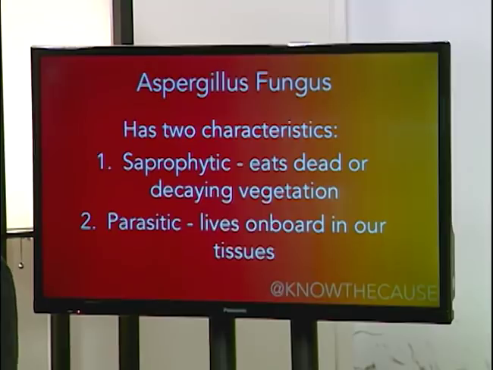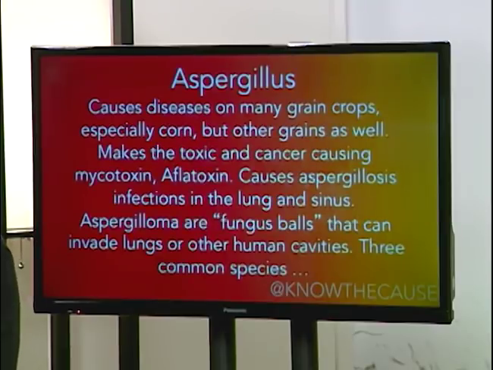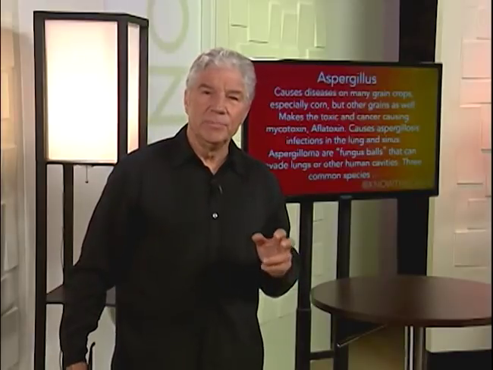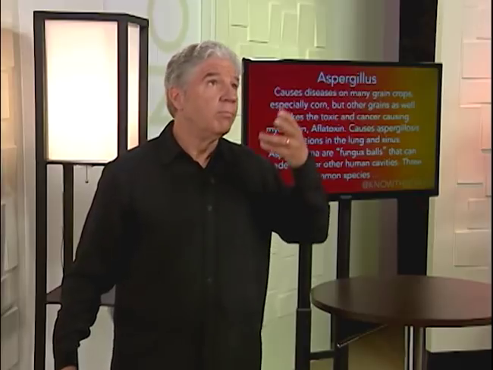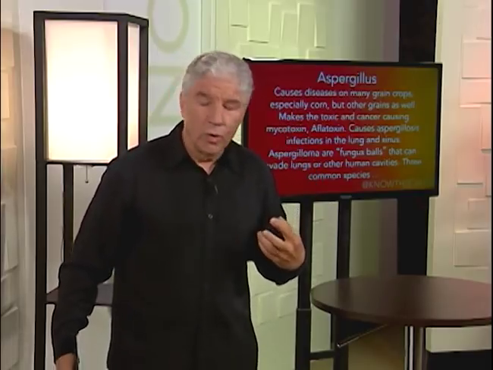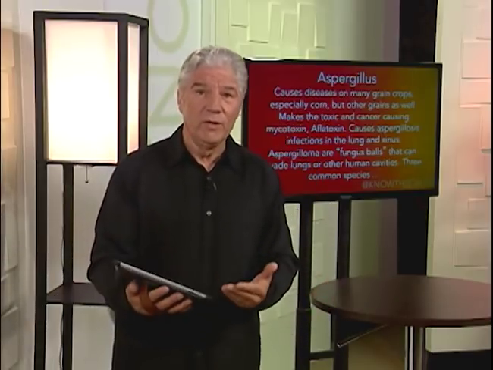It's a parasite, right? Causes diseases in many crops, especially corn, but other grains as well. It makes the poison and cancer-causing mycotoxin aflatoxin. It causes aspergillosis infections of the lung and sinuses. Aspergillomas are fungus balls that can invade the lungs and other human cavities. 3 species are commonly seen, but isn't that interesting? So an aspergilloma can form in the lung after you breathed aspergillus or maybe eaten a lot of corn. You know where I'm going with this, right?